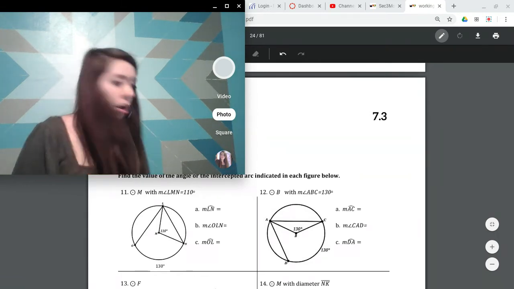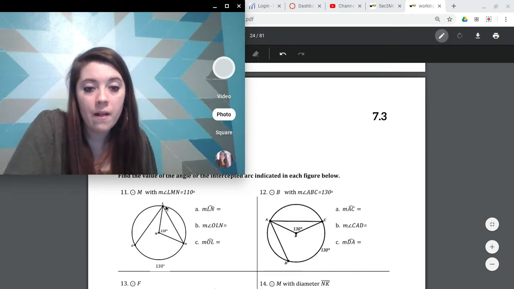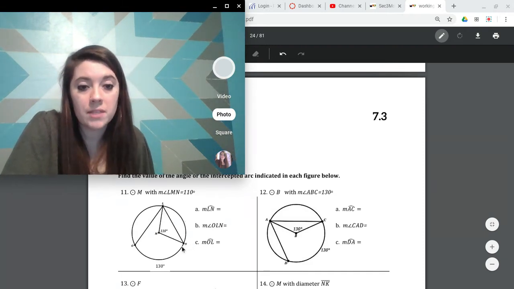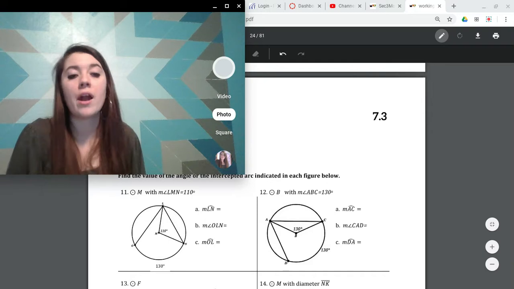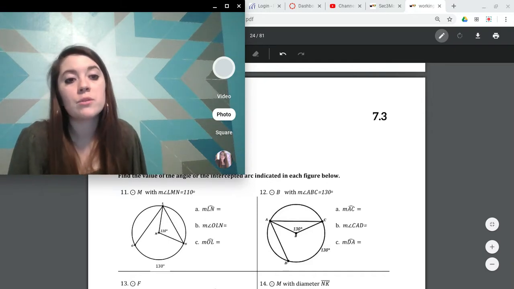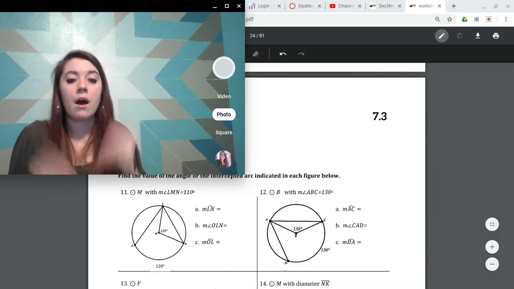So the intercepted arc, if we look at this picture here, this arc LN, that's being intercepted by this radius here, LM, and this radius here, MN. So it's cutting into it. It's cutting out that arc from the overall circle. So that's what's known as the intercepted arc. Basically, it's a portion of a circle.